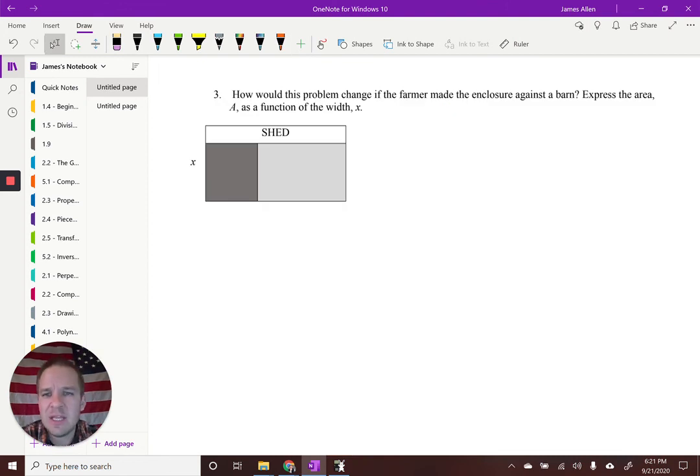So this one here, we're not asked to actually solve it or anything like that, but it's saying, how would this problem change if the farmer made the enclosure against a barn, let's say, or a shed, because it's a barn and a shed in this problem. All right, we'll say shed, big shed. And express the area A as a function of the width X. Well, I still have these as my X dimension. And then this would be my Y, but what am I not needing? I don't need fencing on this side here.